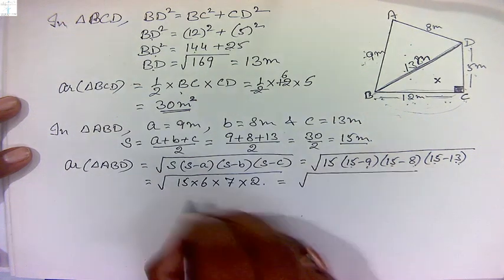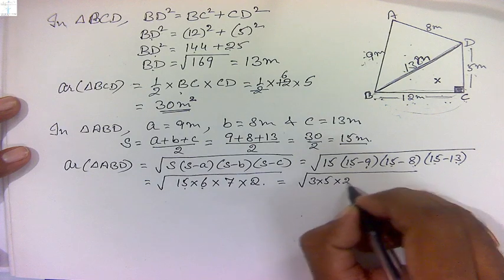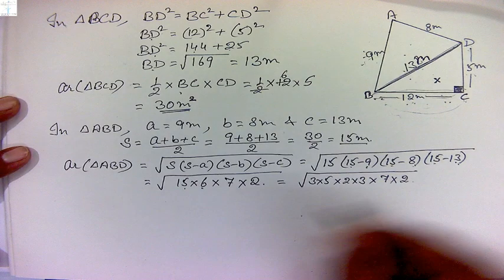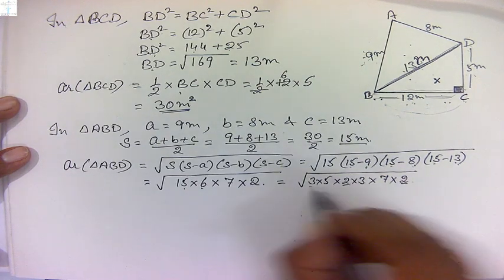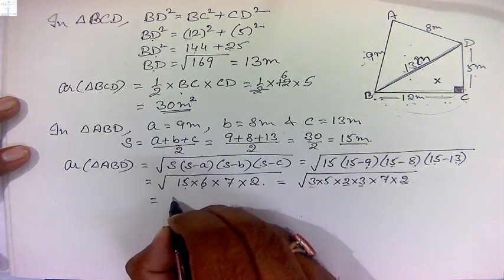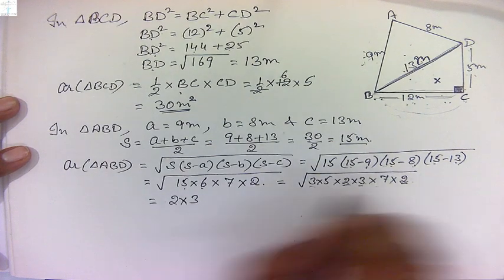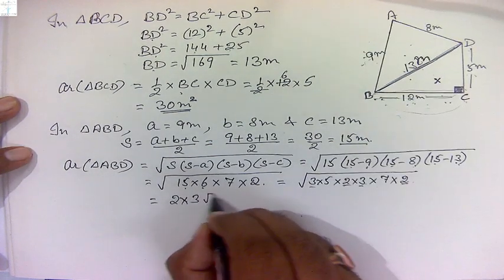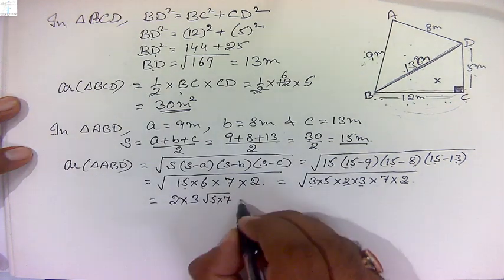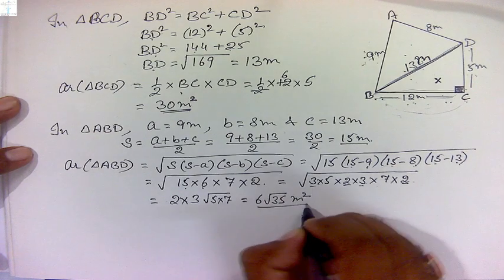So further factorize the things. 15, it is 3 multiply 5, 6, it is 2 multiply 3, 7 will be as it is, 2 will be as it is. Now if you see here, there is one pair of 2 and one pair of 3. So taking these, you will have it as 2 multiply 3, because 2 and 3 are forming pairs, so one factor will be taken common outside the square root, and inside the square root you are having 5 into 7. So this is 6 under root 35 square meters.